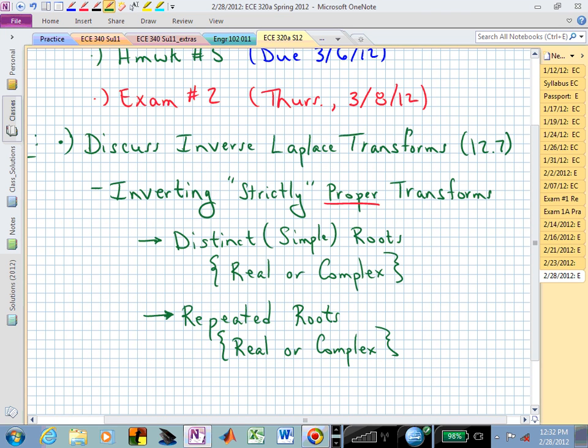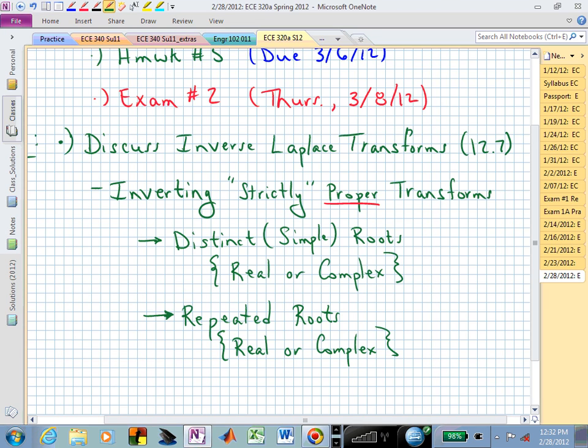The textbook talks about a proper transform. I try to be a little bit more specific and call it a strictly proper transfer function or a transform, and we'll try to get into that as we progress through today's lecture. Actually, that's the first thing that we need: a proper or strictly proper transfer function or transform to perform the inverse operation. And then I'm simply going to break it up into two pieces or two different cases.